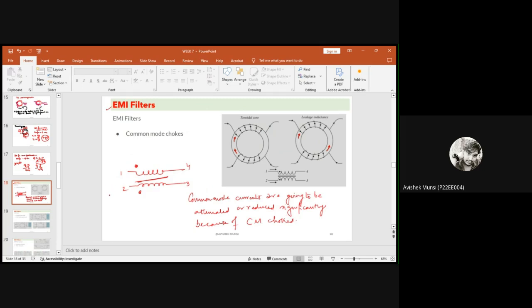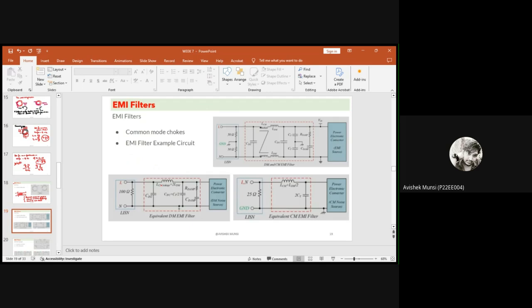So these common mode chokes are basically used for filtering the common mode current. So they are, you can say, almost invisible to the differential mode current. They cannot filter the differential mode current. So for that we require differential mode chokes. Okay. So where a leakage flux is produced and all.